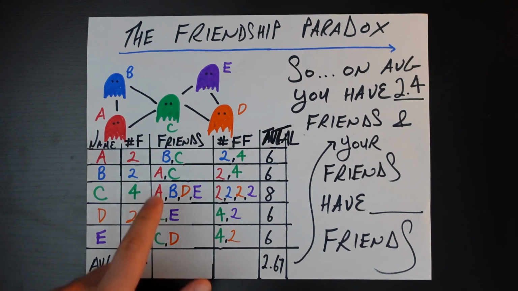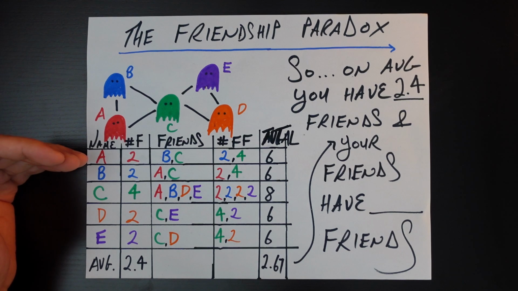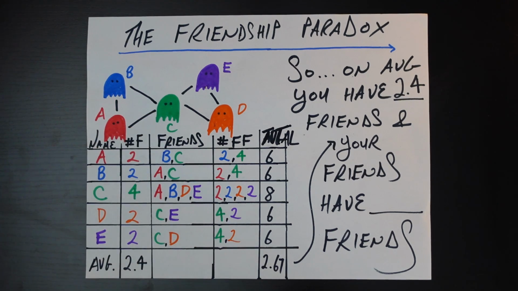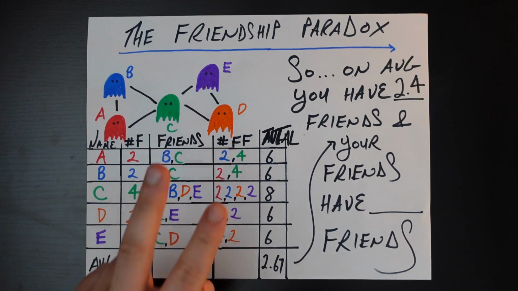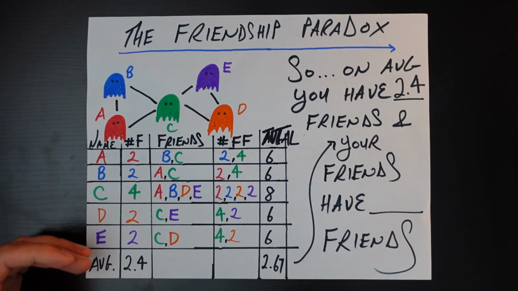Now the next thing is, for each of these friends lists, how many friends do they have? So it's getting a little bit meta, but hopefully we can follow along here. Let's look at a concrete example, A. A is friends with B and C. We say for B, how many friends does B have? B has 2 friends. How many friends does C have? C has 4 friends. And we fill out everyone else in the table just like that.